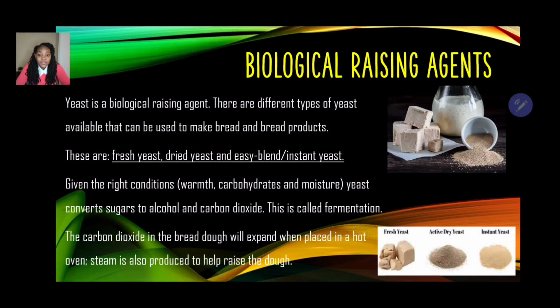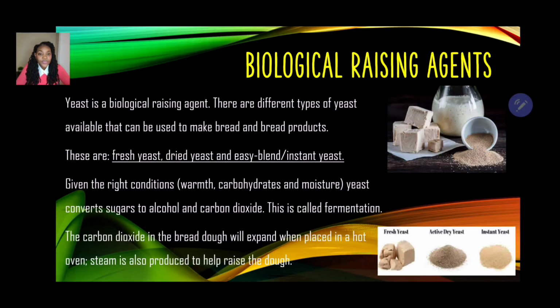Now, yeast converts sugar to alcohol and carbon dioxide. This is called fermentation. The carbon dioxide in the bread dough will expand when placed in a hot oven. Steam is also produced to help rise the dough. So you see, we're also using a combination of raising agents as it relates to using yeast, right?